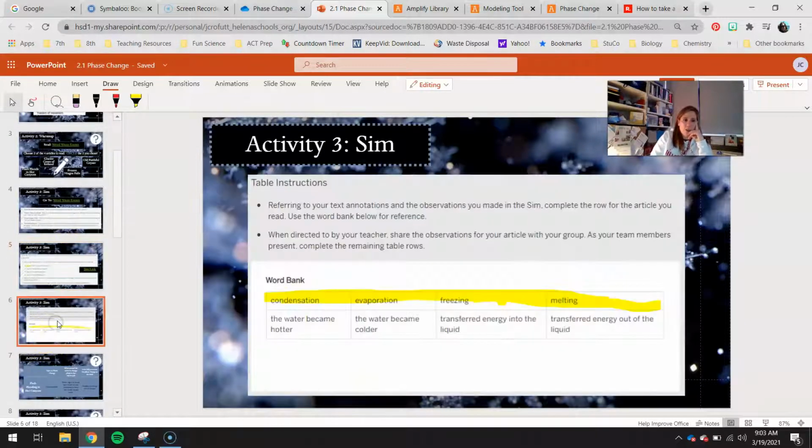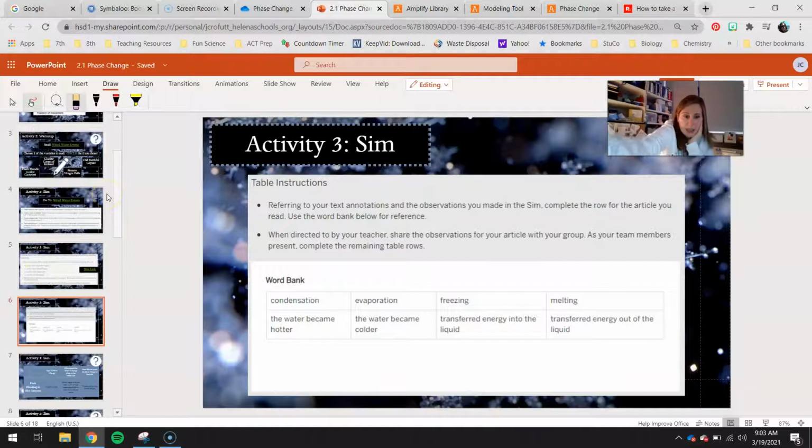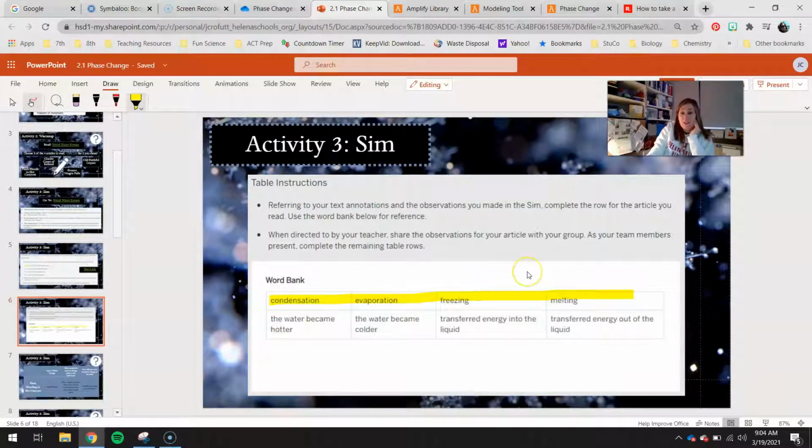Okay, let's go on to our next one. So now these are basically the answers to your data tables that you guys are going to fill out for this simulation. Okay, notice across the top we have the words condensation, evaporation, freezing, and melting. Those are obviously phase changes, so you're going to need to use those. And then we can see right here the water became hotter or the water became colder. And also energy transferred into the liquid or energy transferred out of the liquid. In this case, we're talking about water, not necessarily the liquid. I don't really like that terminology because we're not starting with a liquid in the case of the slot canyons.